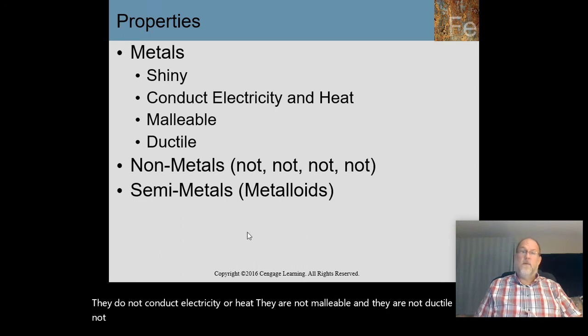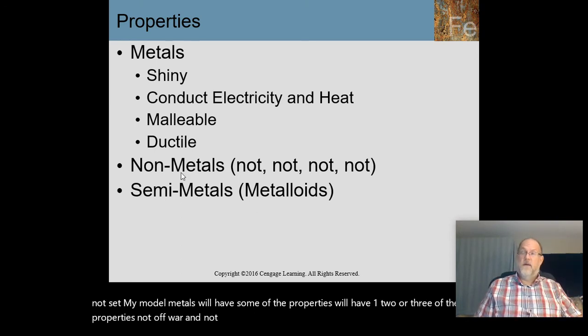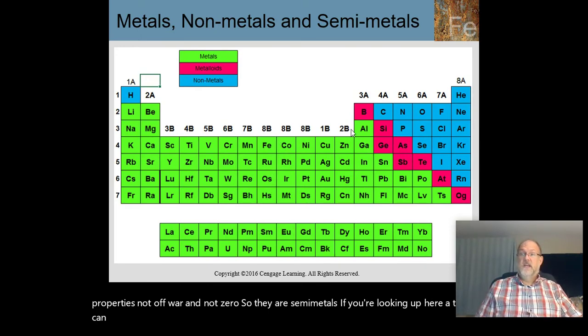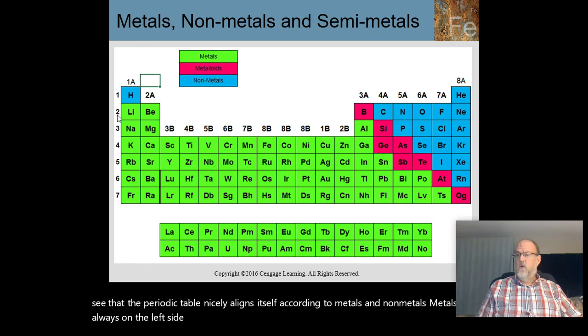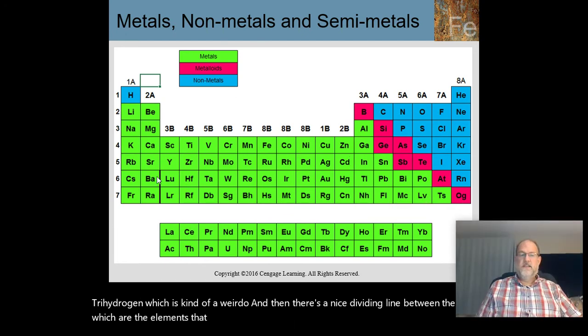Semi-metals will have some of the properties. They'll have one, two, or three of the properties, not all four, and not zero. If you look at a periodic table, you can see that it nicely aligns itself according to metals and nonmetals. Metals are always on the left side. Nonmetals are on the right side in the upper right-hand corner, except for hydrogen, which is kind of a weirdo. And then there's a nice dividing line between the two, which are the elements that have the semi-metal properties.